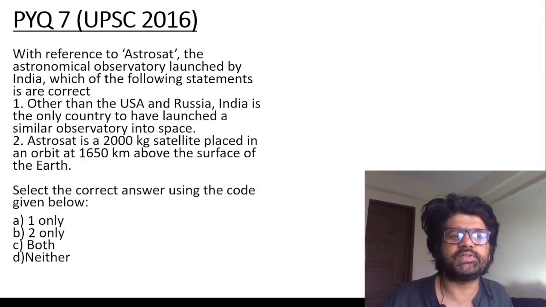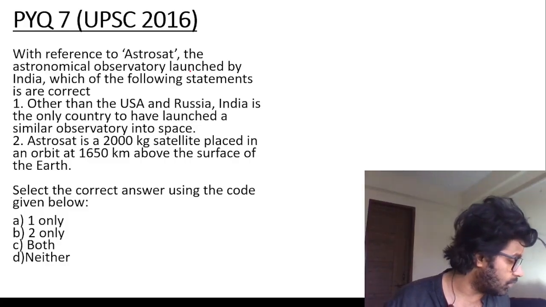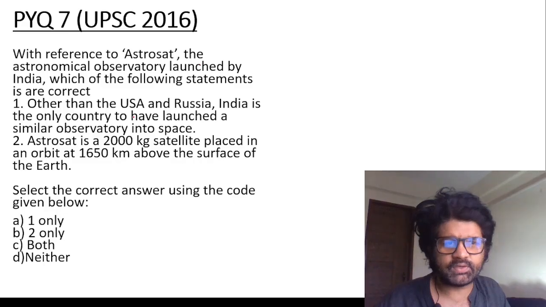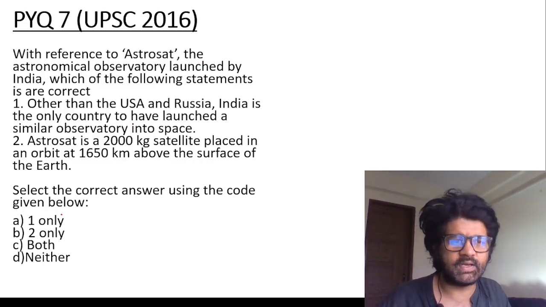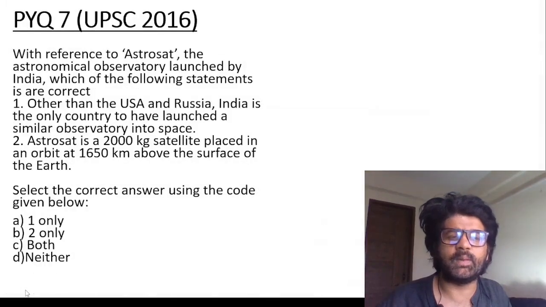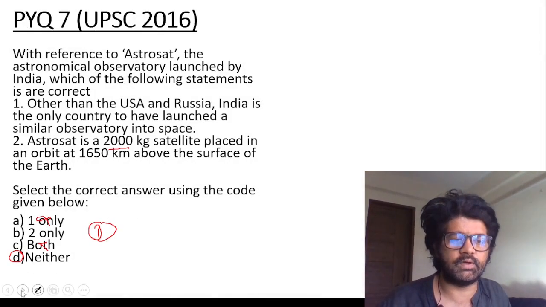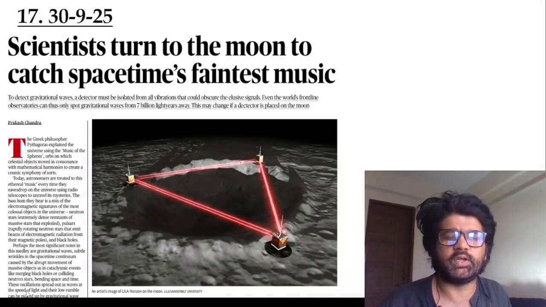PYQ 7, UPSC 2016. Have a look at this and try to solve this question. So other than US and Russia, India is not the only country. Japan has it, China has it. So the first is gone. You're left with B and D. Astrosat is not 2000, it's around 1500 kg. So you need to remember these numbers, guys. So the answer is D, neither. Guys, please be serious. Don't kid around.